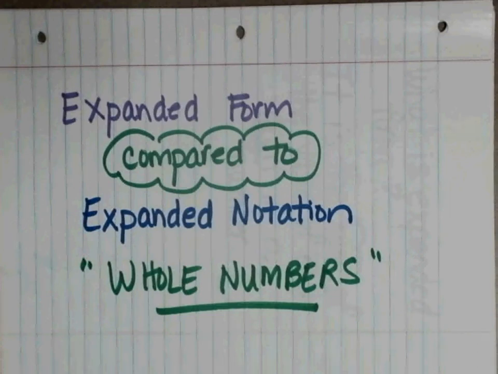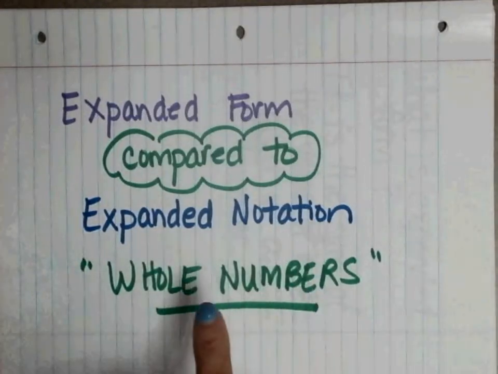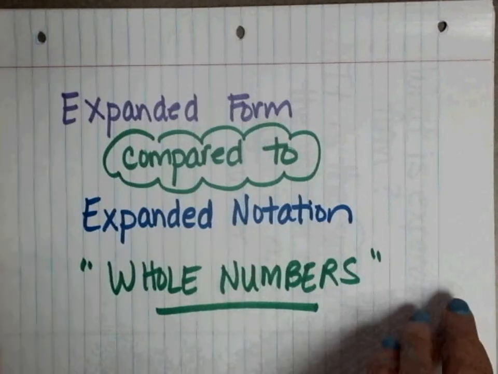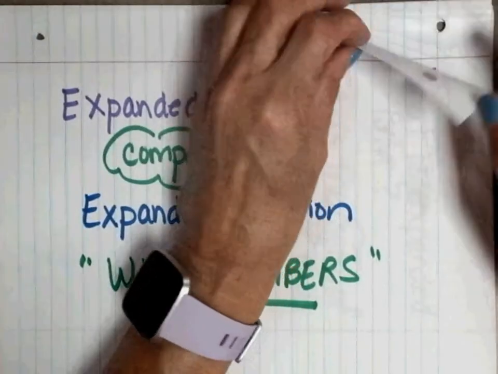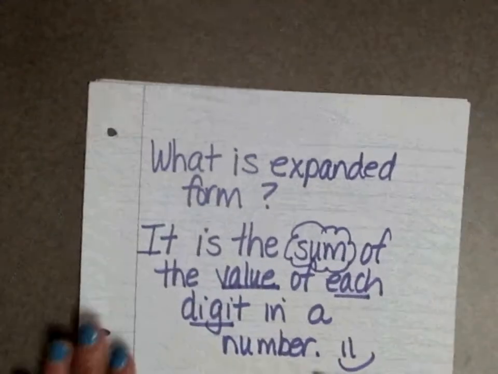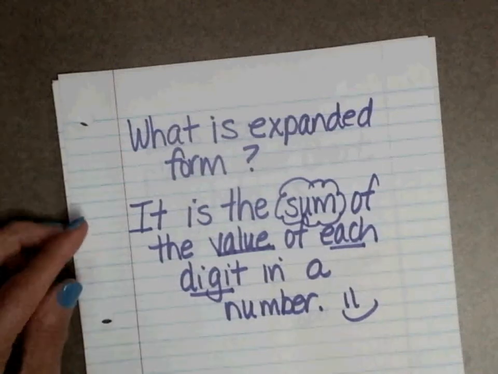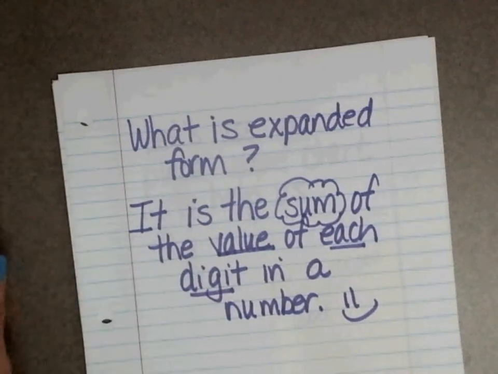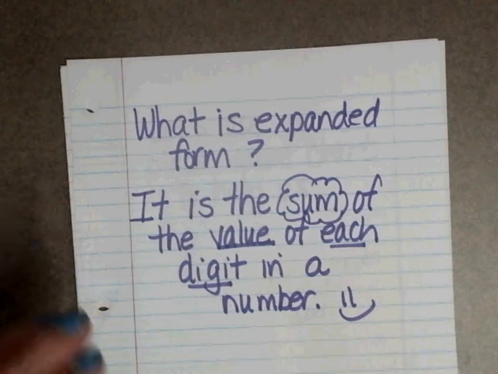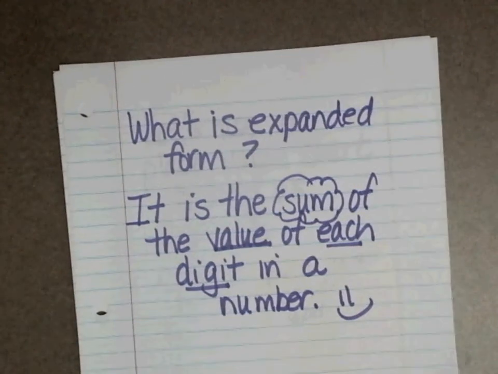Alright, boys and girls, let's compare expanded form to expanded notation using only whole numbers at this time. What is expanded form? Well, expanded form is the sum of the value of each digit in a number. So remember, it's the sum, which is addition, and the value determines how much a digit is worth based on the position it is in a number.